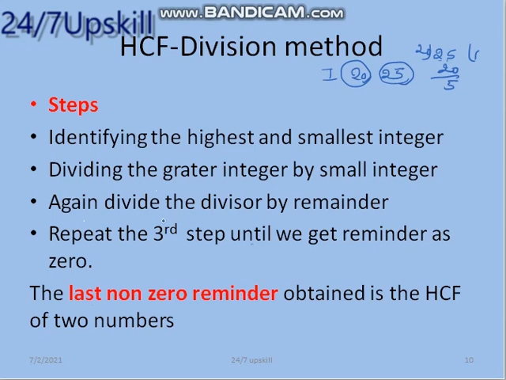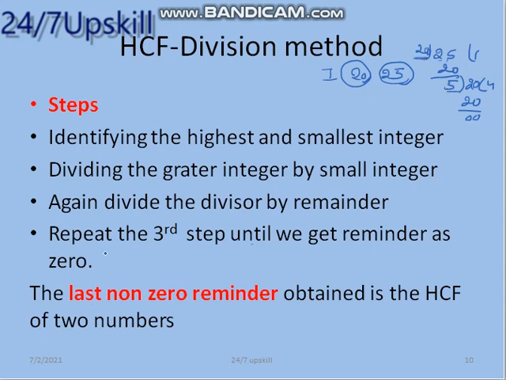Then again divide the divisor by the remainder. In this particular situation, 5 is the remainder and 20 is the divisor. So now we need to divide the divisor by the remainder. The divisor is 20, so 5 fours are 20. So we'll get the remainder as 0. So this comes to the third step, dividing the divisor by the remainder.